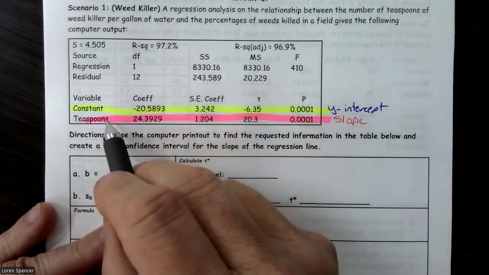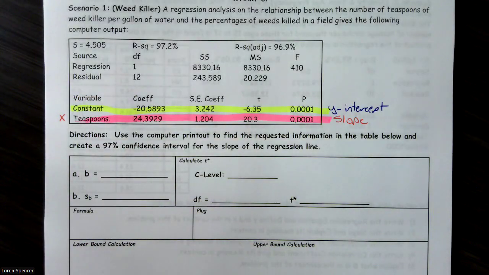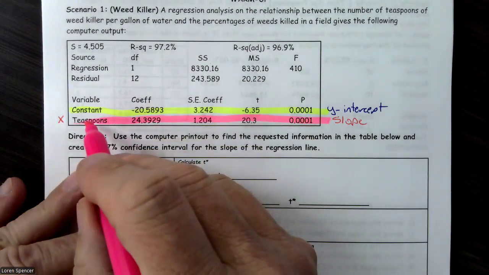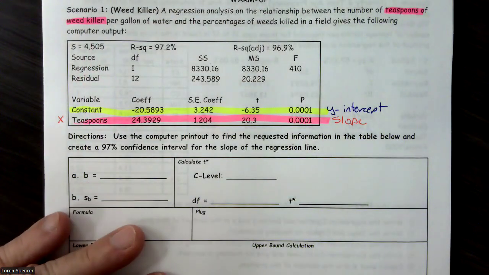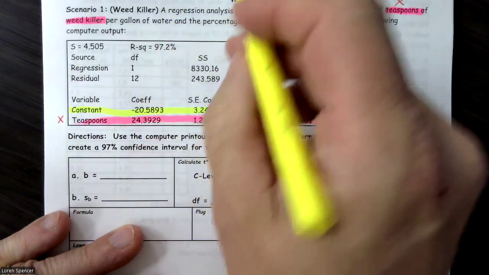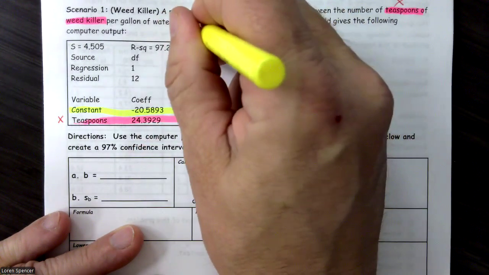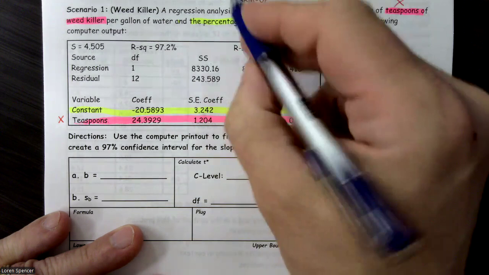We also know that teaspoons is our x, our explanatory variable. So when we go back and look, it says a regression analysis on the relationship between the number of teaspoons of weed killer and the percentage of weeds killed. So we have teaspoons of weed killer. We know that to be our x. And since the relationship is and the percentage of weeds killed, because we have an "and" there, that is our y.